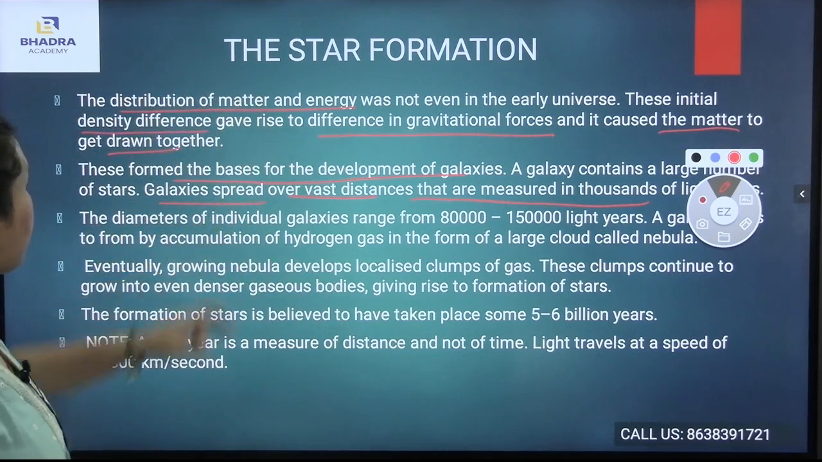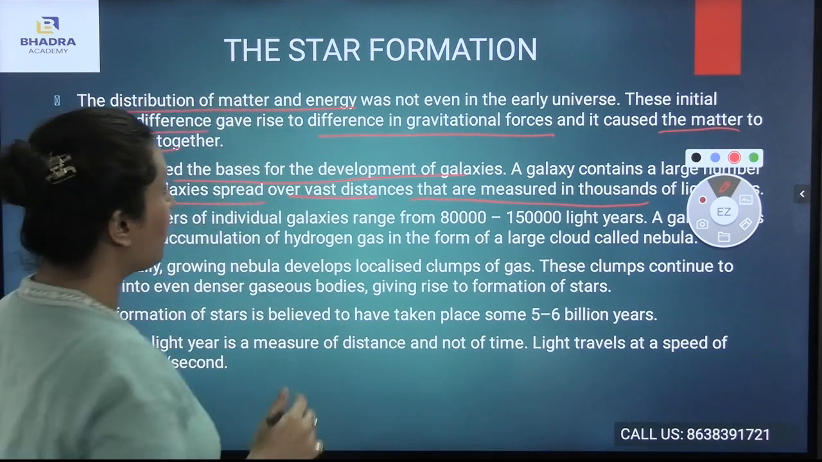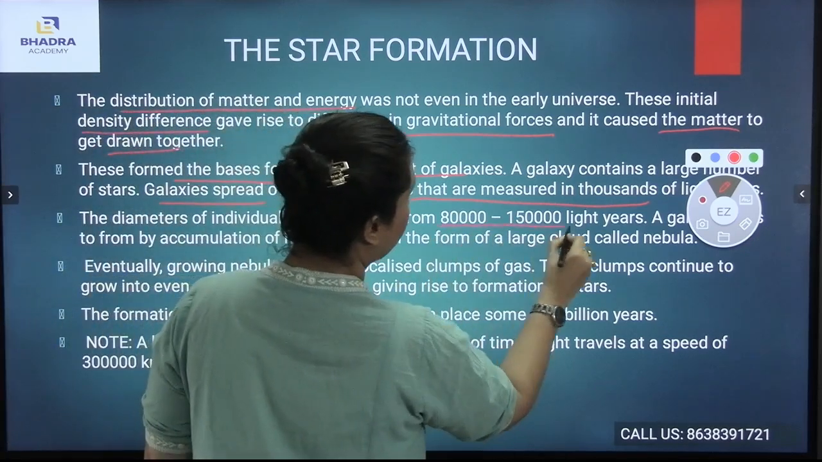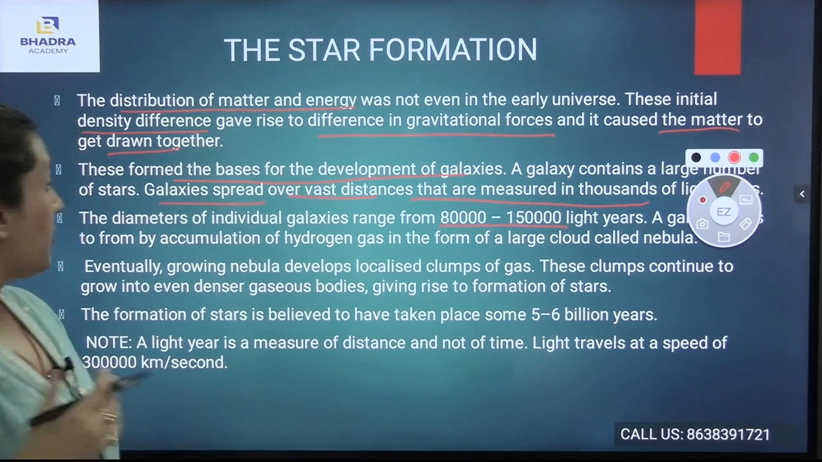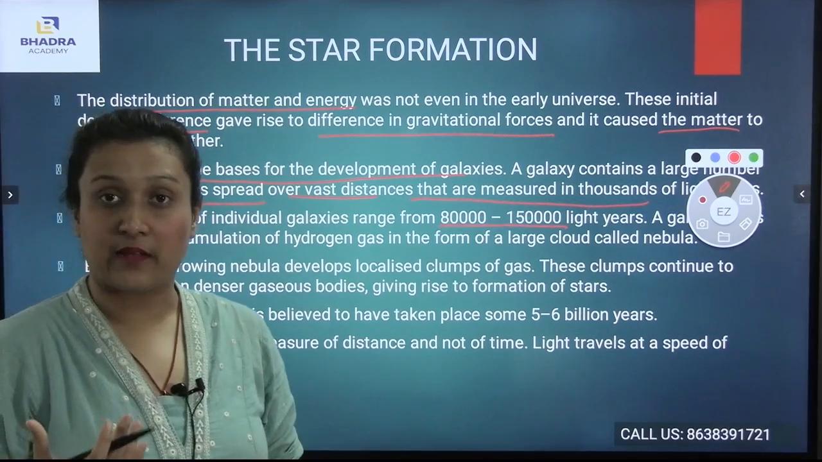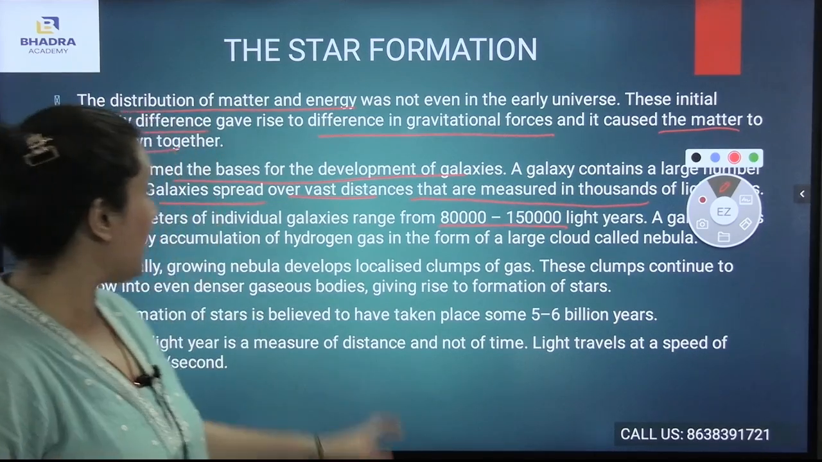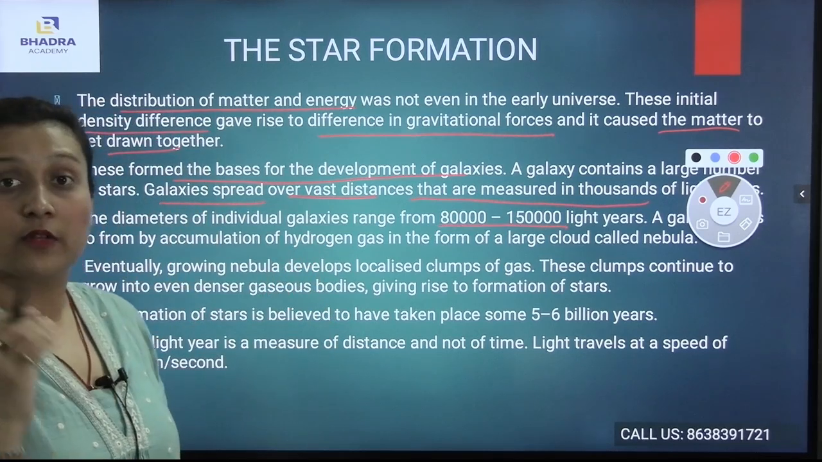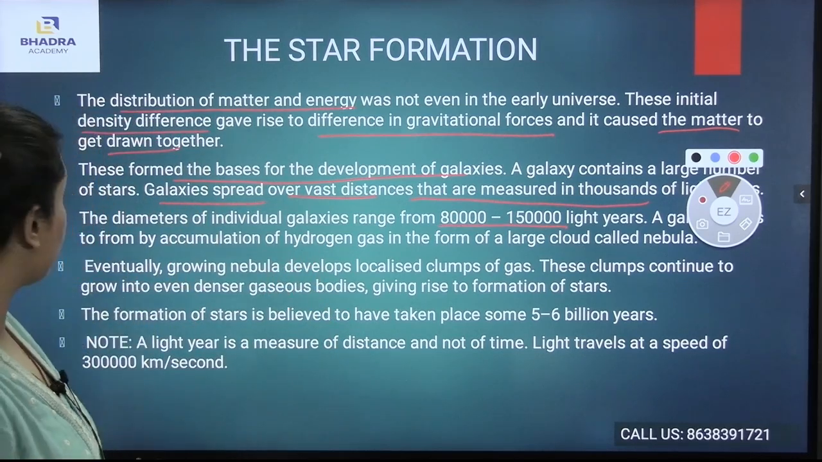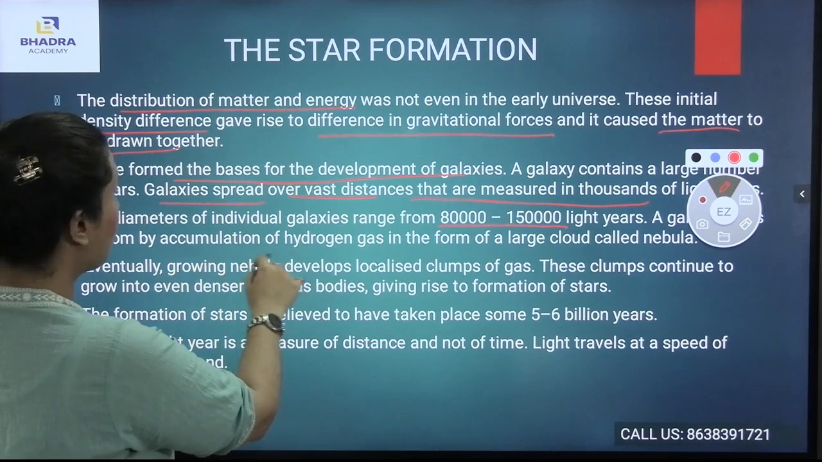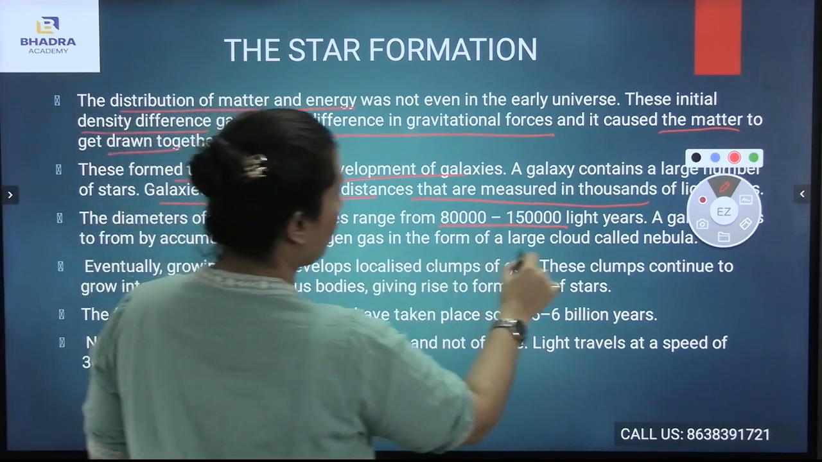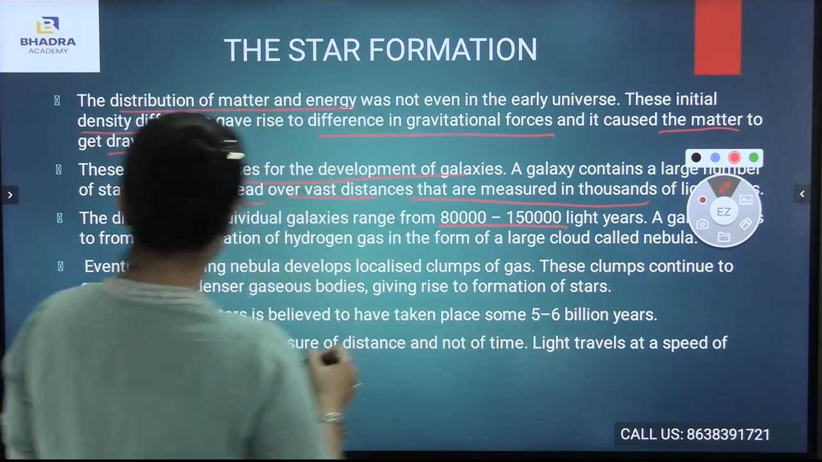Third comes the diameter of the individual galaxy, which ranges from 80,000 to 150,000 light years. Now, the diameter of the individual galaxies ranges from 80,000 to 150,000 light years. A galaxy is formed by accumulation of hydrogen gas in the form of a large ball called a nebula.